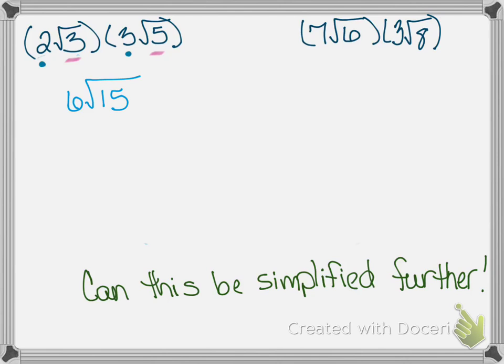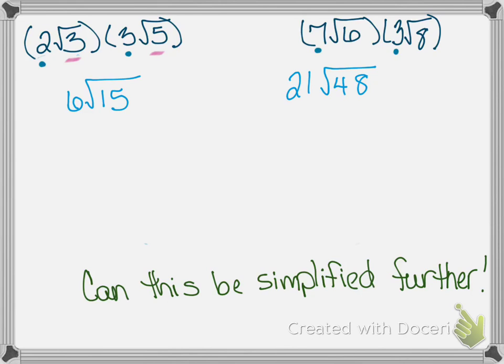So here, we're going to do the next one. I am going to multiply 7 times 3. What is 7 times 3? 21. Then I've got the square root of 6 times the square root of 8. What's the square root of 6 times the square root of 8? 48. Then I ask myself, can this be simplified further?